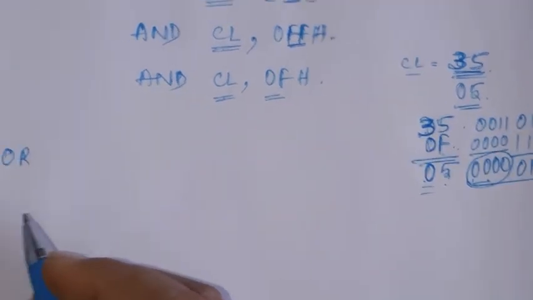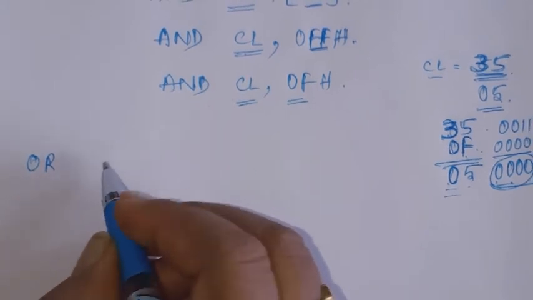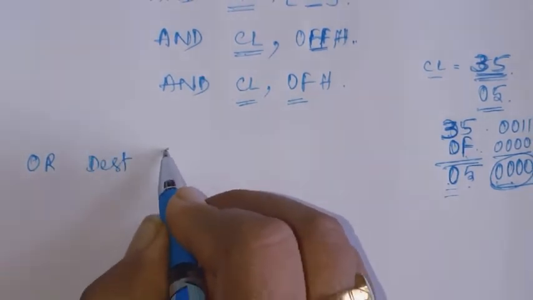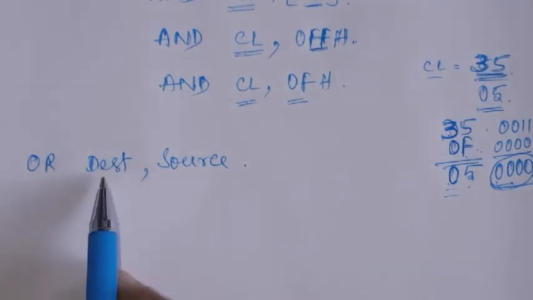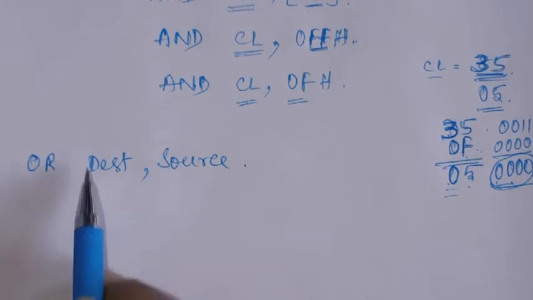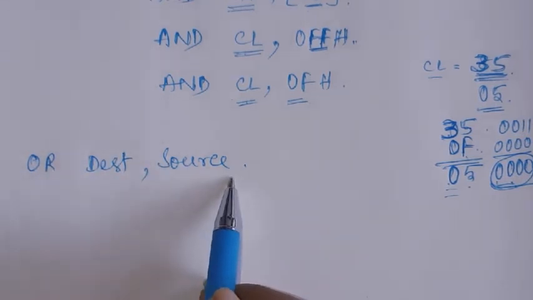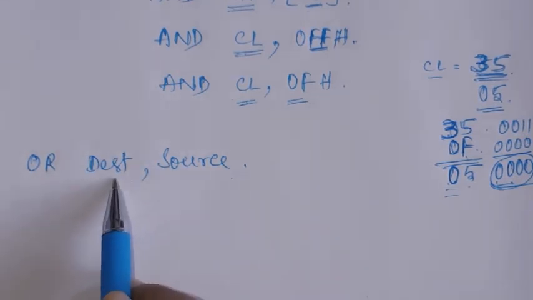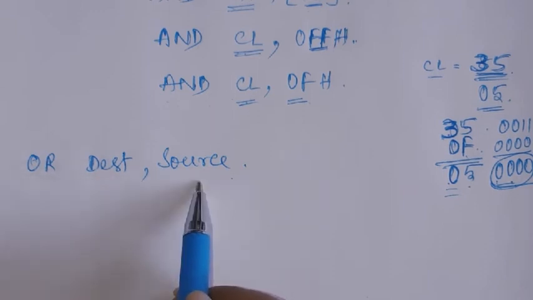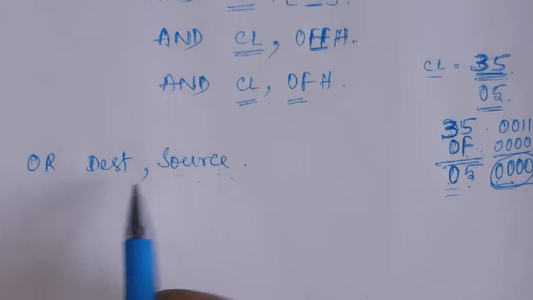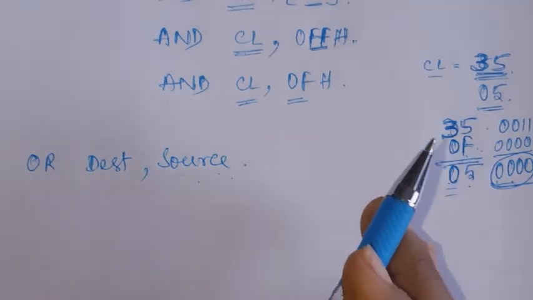In the same way you have another instruction, OR destination, source. Here each bit of the destination is ORed with the source contents, and the result will be placed in the destination. Here also the destination and source can be registers or memory locations. The source can be immediate data also. Both cannot be memory locations.